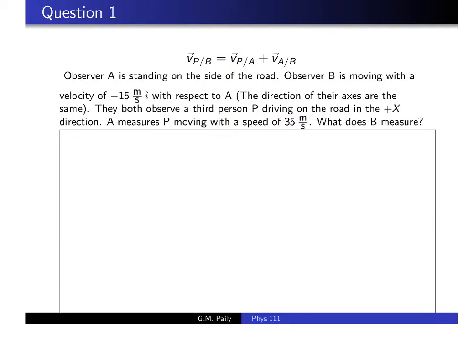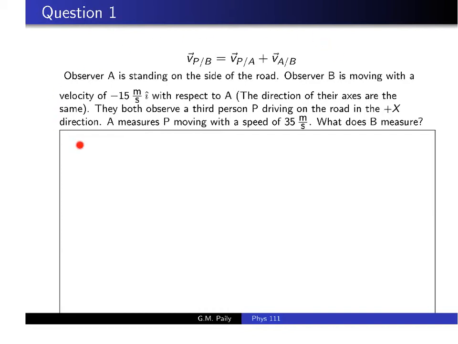Let's look at a specific example. Observer A is standing on the side of the road. Observer B is moving with a velocity of negative 15 meters per second i hat with respect to A. They both agree on the direction of their axes, and they both observe a third person P driving on the road in the positive x direction. A measures P moving with a speed of 35 meters per second. What does B measure?